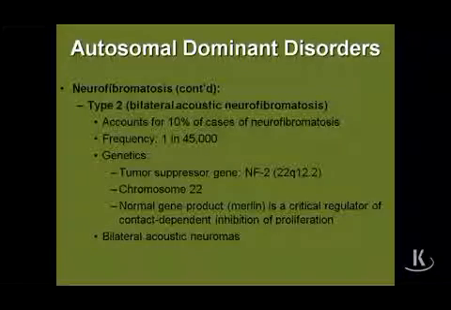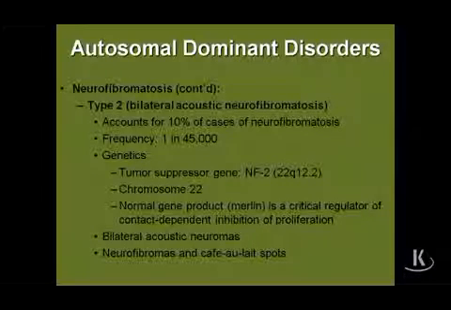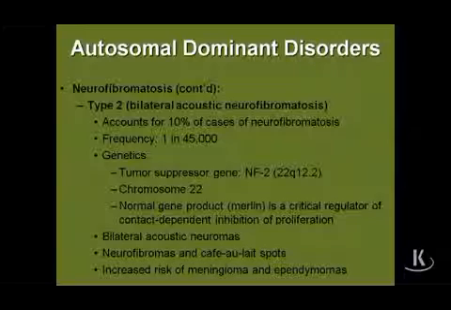Again, you're going to see pathologically as well as clinically the bilateral acoustic neuromas. They can be schwannomas or neurofibromas. You often get café-au-lait spots and Lisch nodules, which you will not see in the iris of the eyes. And they also increase the risk for tumors like meningiomas and ependymomas. So they're going to be primarily benign tumors of the CNS.